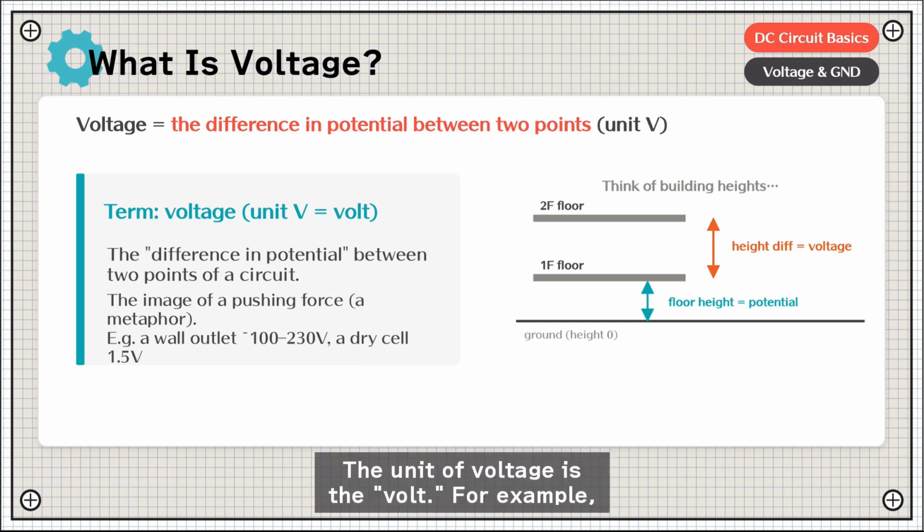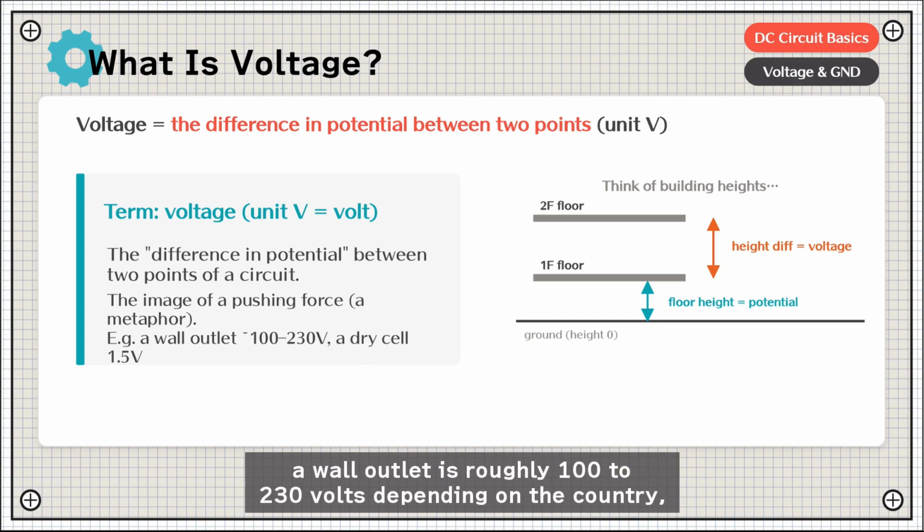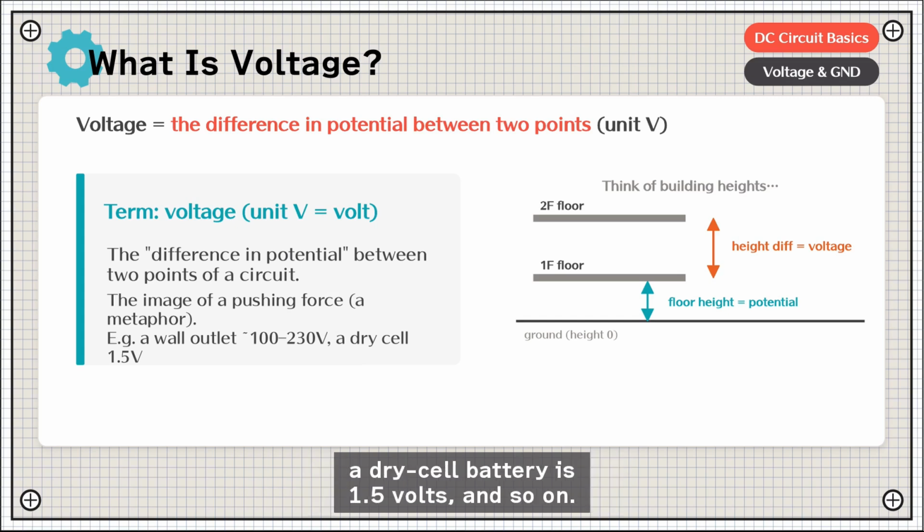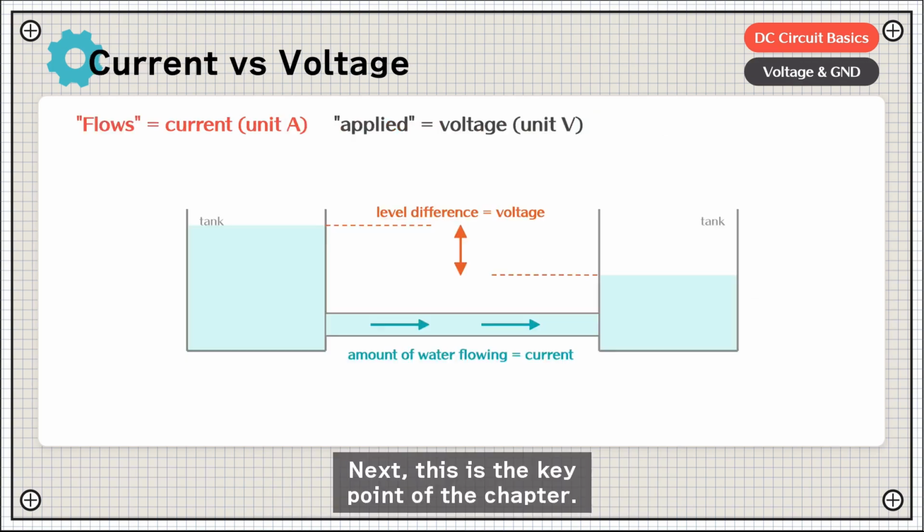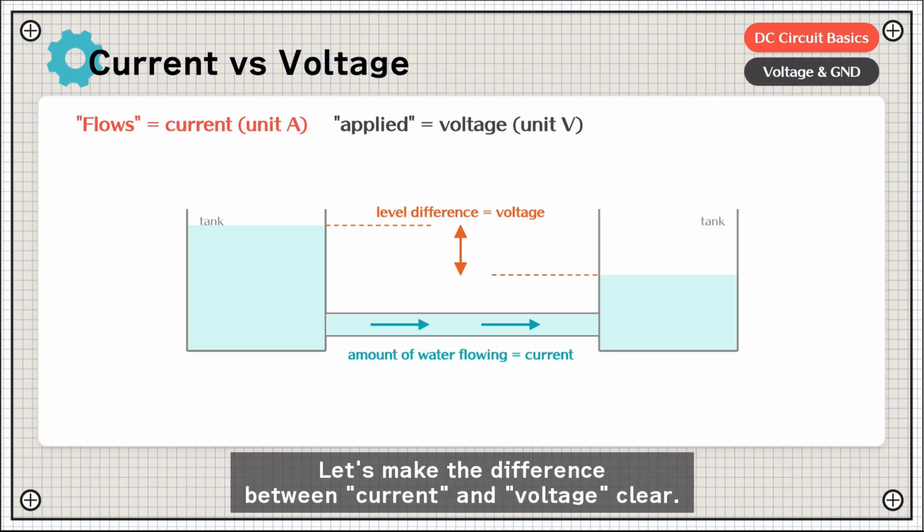The unit of voltage is the volt. For example, a wall outlet is roughly 100 to 230 volts depending on the country. A dry cell battery is 1.5 volts and so on. Next, this is the key point of the chapter. Let's make the difference between current and voltage clear.